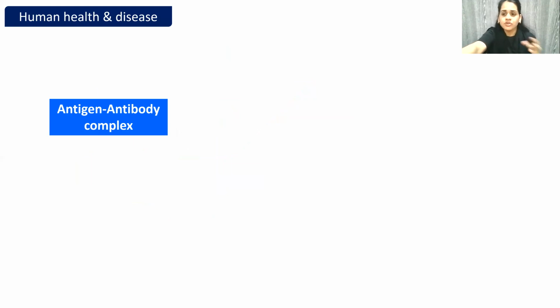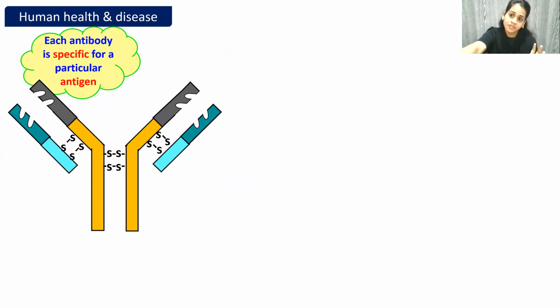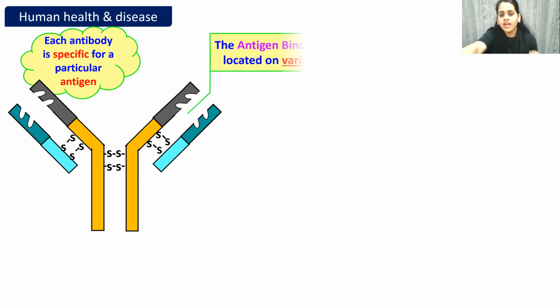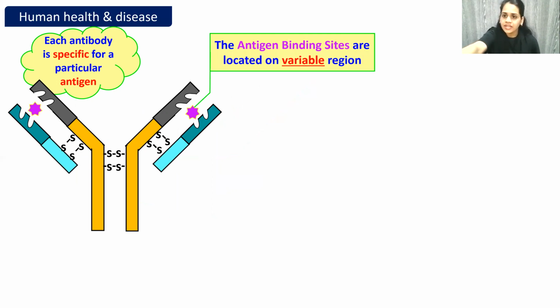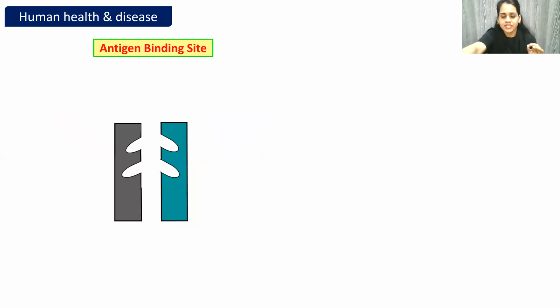Okay, so now let us go to the next part of the video, that is the antigen antibody complex. See, we have been studying from the first lecture itself that each antibody is specific for a particular antigen, right? And the antigen binding sites are located where? Now we have studied that antigen binding sites are located in the variable region. See, so this is your antigen binding site. So now we are just going to study this antigen binding site. We are going to take that antigen binding site over here.